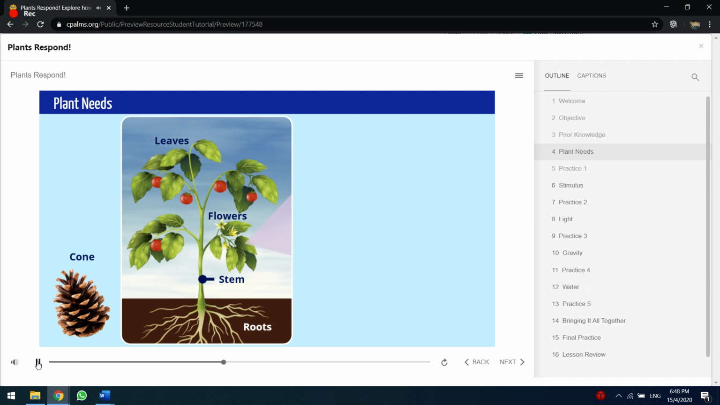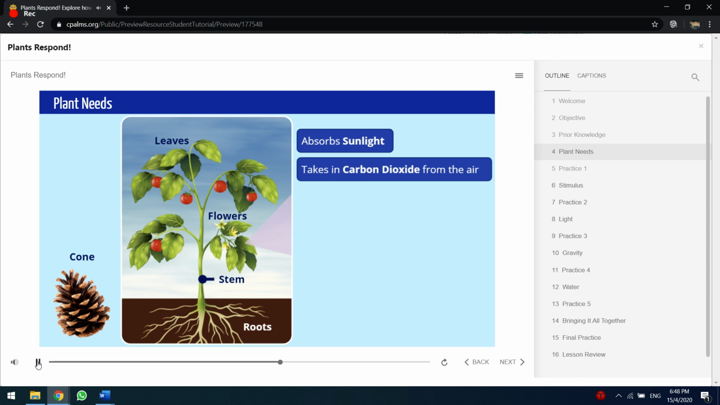Plants need certain things to survive. They need sunlight, which is absorbed by the leaves. The leaves will also take in carbon dioxide. Plants also need water, which is brought in by the roots and transported to the leaves by the stem. Carbon dioxide, sunlight, and water will be used to make sugar or food for the plant. Without these needs, the plants will not survive.